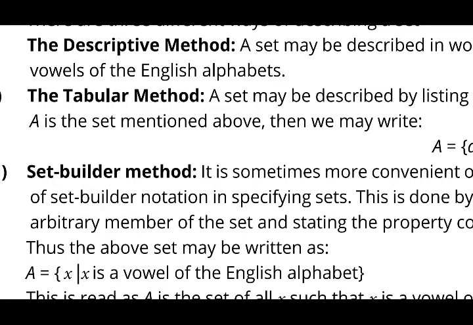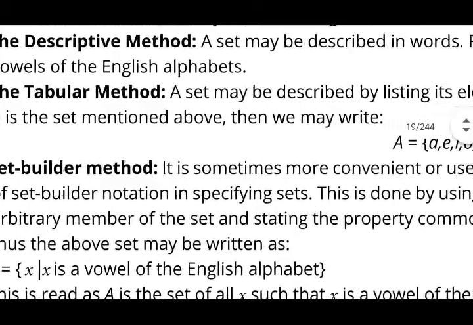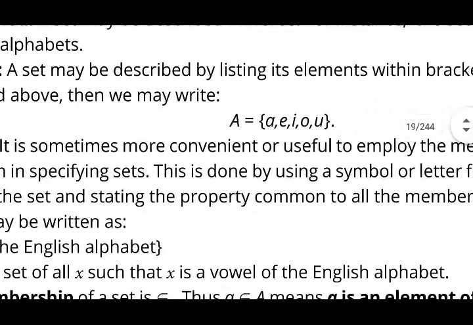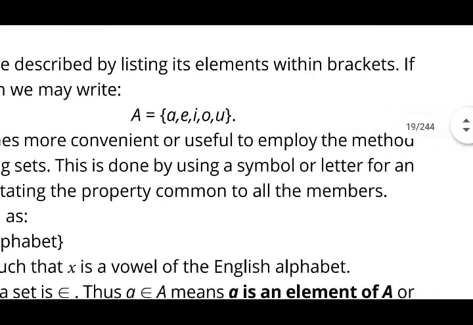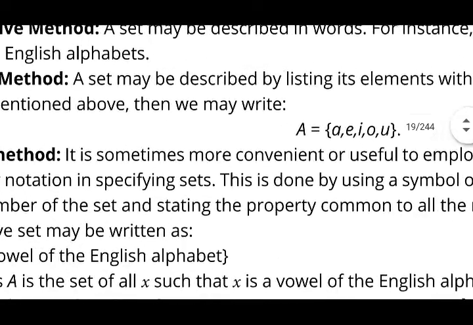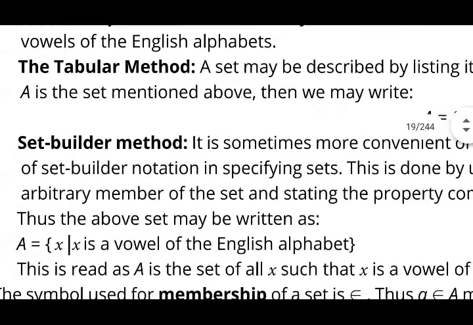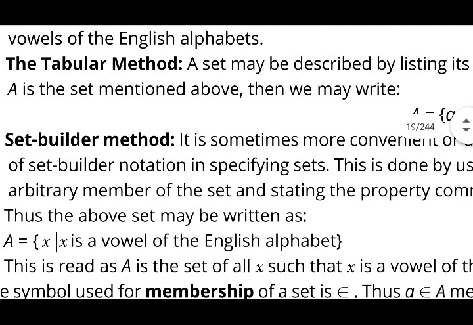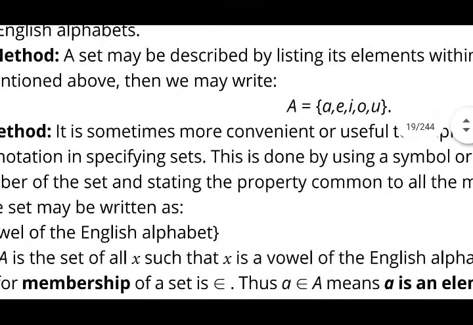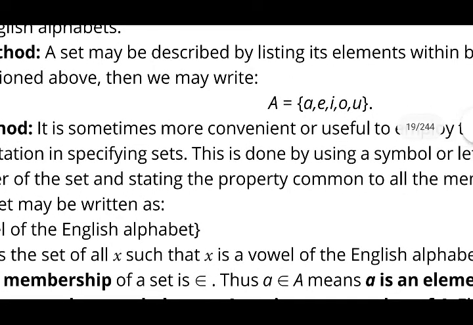The tabular method. A set may be described by listing its elements within brackets. If A is the set mentioned above, vowels of the English alphabet, written in tabular form it looks like this: A, E, I, O, U. But in the descriptive method we only write vowels of the English alphabet.